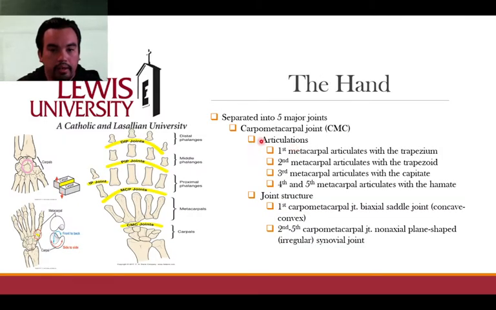The hand. It's incorporated into 5 major joints. The carpometacarpal joint, the articulations of those. So this is in the hand part. We talked about the wrist, now we're breaking it down into the hand.